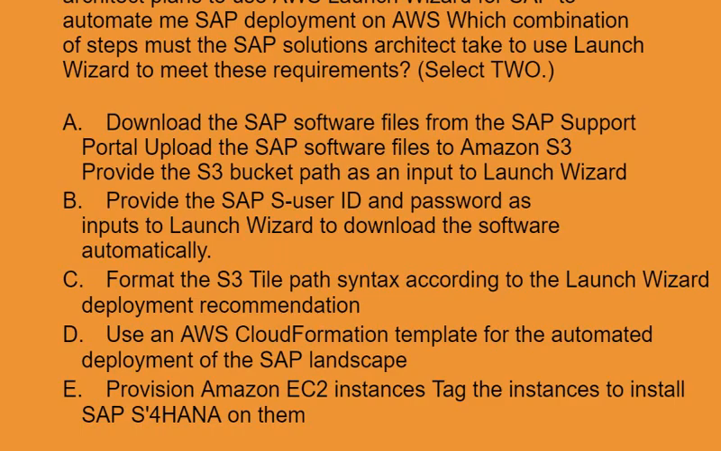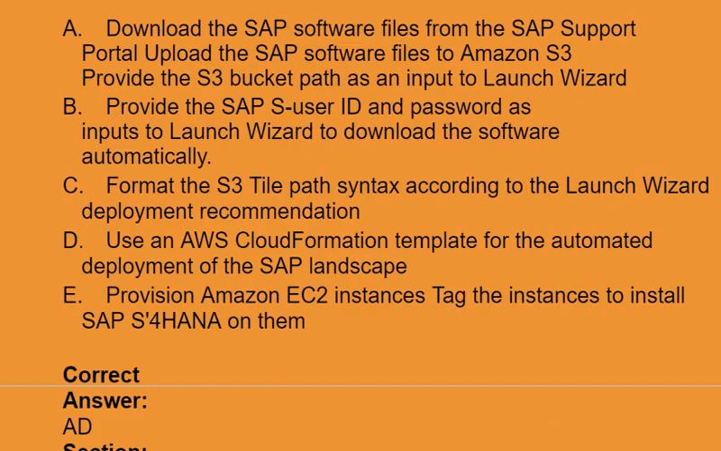Option C: format the S3 file path syntax according to the Launch Wizard deployment recommendation. Option D: use an AWS CloudFormation template for the automated deployment of the SAP landscape. Option E: provision Amazon EC2 instances. Tag the instances to install SAP S/4HANA on them. Correct answer is option A and option D.